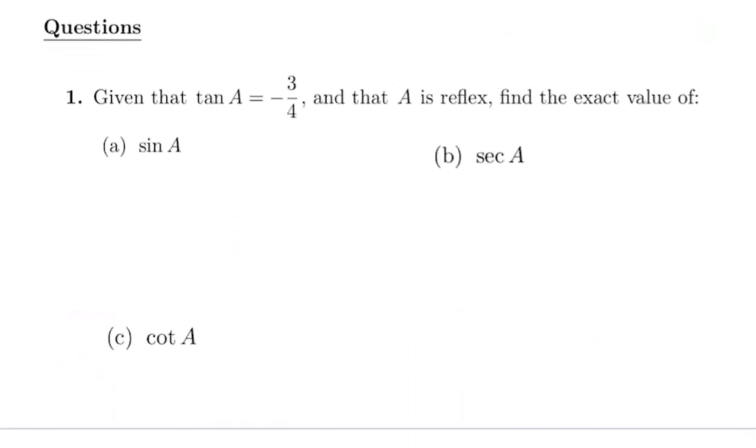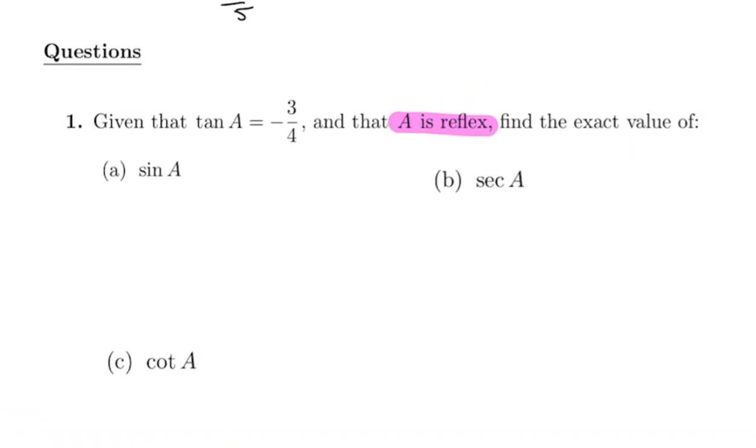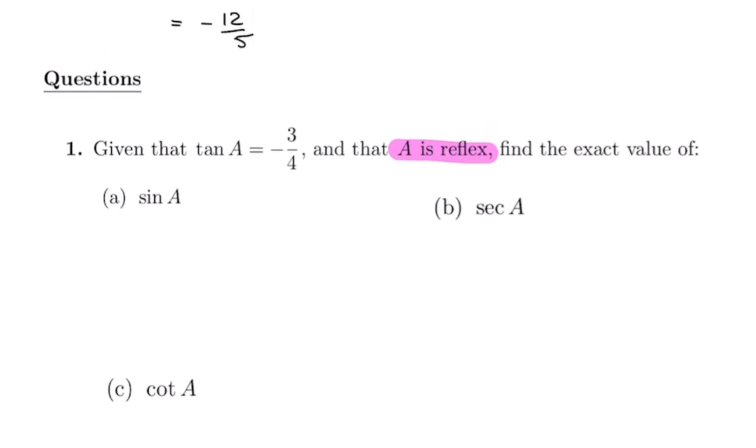So let's have a little look at this question. It says, given that tan A is negative 3/4 and that A is reflex. Now be careful, reflex is between 180 and 360. So again, we're going to have to be very, very careful with what we're doing. Find the exact value of sine A, sec A and cot A. Again, we're just going to use this information. At the top, I'm going to draw a right angle triangle. Again, I'm going to pretend that A is, first of all, acute.